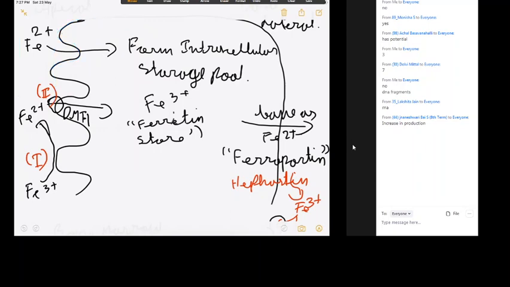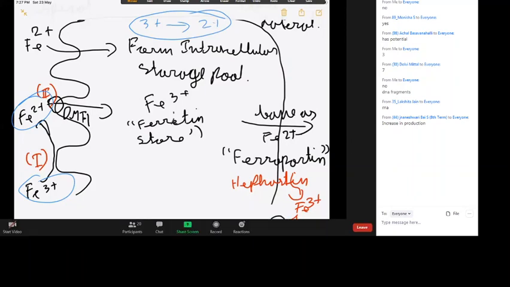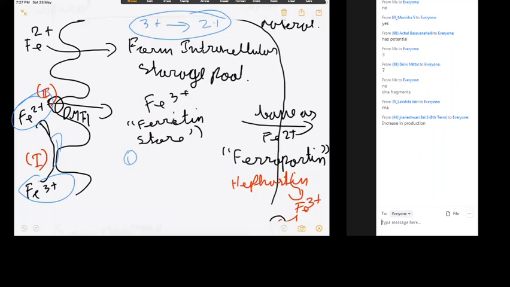Since iron is not made the same, this is heme iron. This heme iron can easily enter because it's in Fe2+. Now, since a lot of people are already consuming Fe3+, all you need to do is simply convert it into Fe2+. We'll name the enzyme which converts Fe3+ to Fe2+. Going from 3+ to 2+, what is this process called? Reduction, right? Where is this reduction happening? In the duodenum.